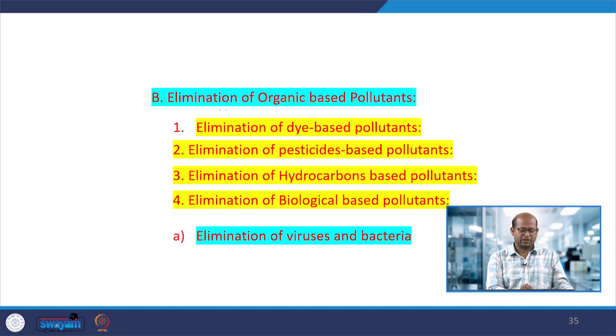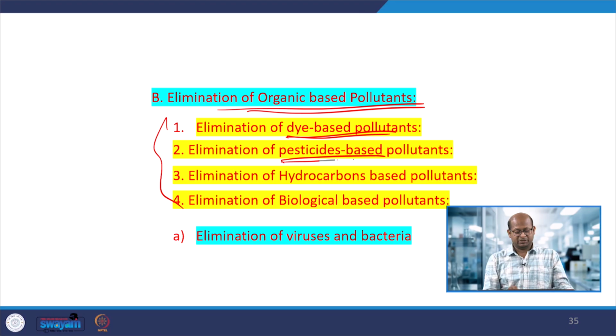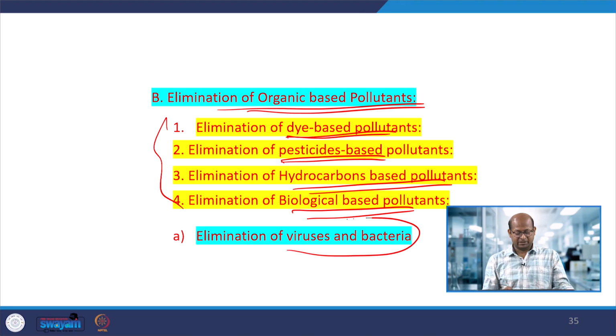So, next is the organic based pollutants. Different organic based pollutants include dye based pollutants, pesticide based pollutants, hydrocarbon based pollutants, biological based pollutants, and even various viruses and bacteria.